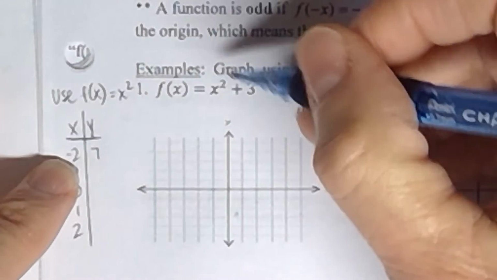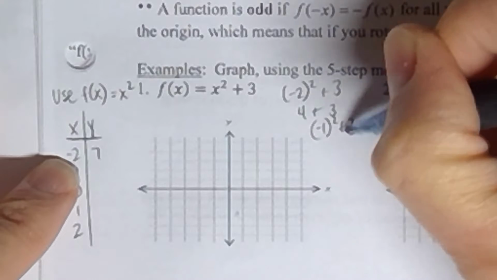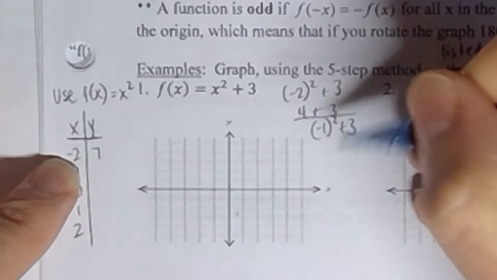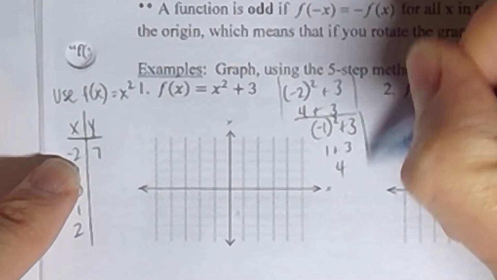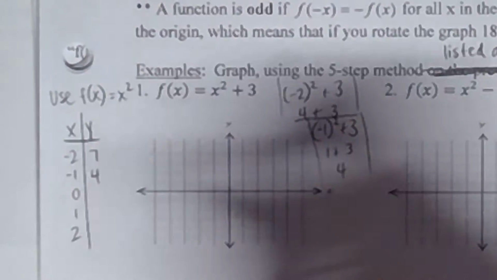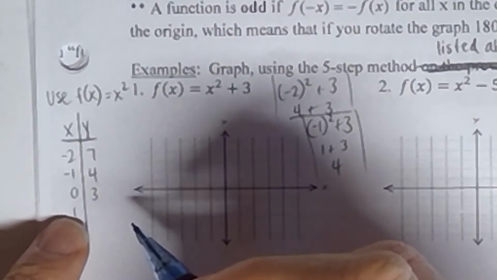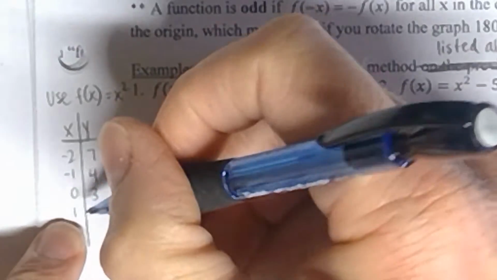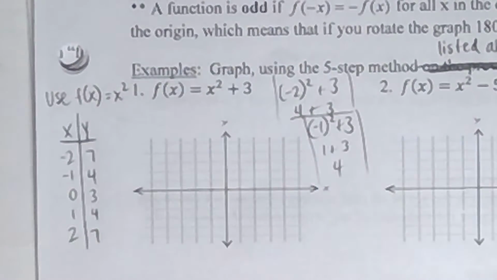In a similar way, if I plug in -1 squared, and then plus 3, okay, that would give me 1 plus 3 equal to 4, wouldn't it? And so that means that -1 pairs up with 4. If you do that same thing with all 5 of them now, 0 squared plus 3 is going to be 3. Looking at this one now, 1 squared plus 3 is going to be 4 again. And then finally, 2 squared plus 3 is going to be 7. So I'm now going to plot those 5 points, okay?